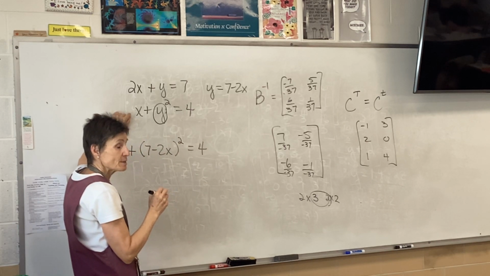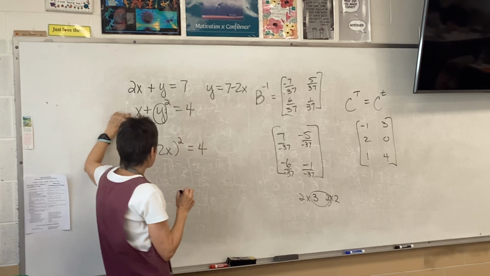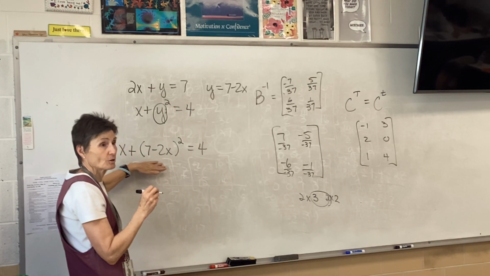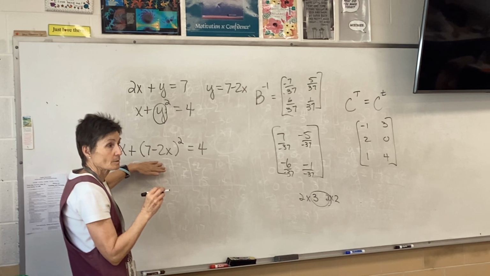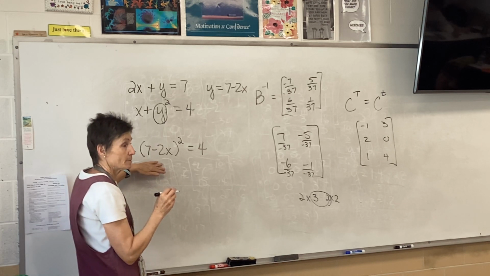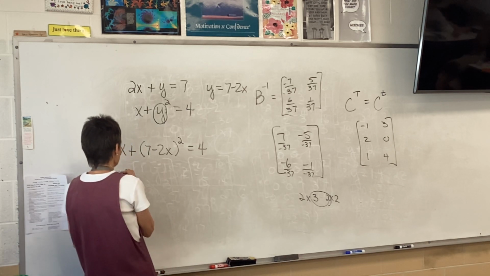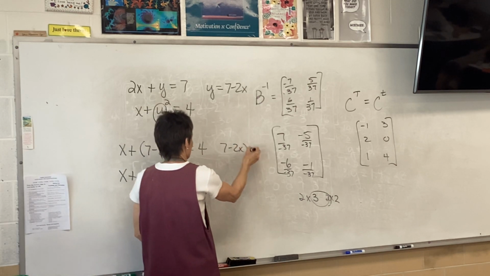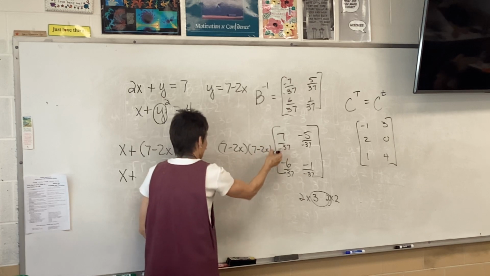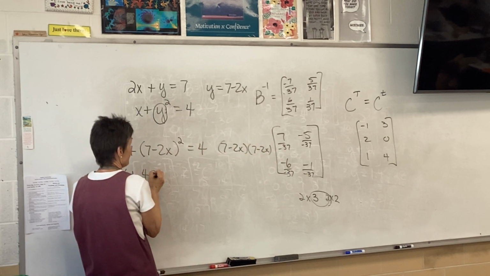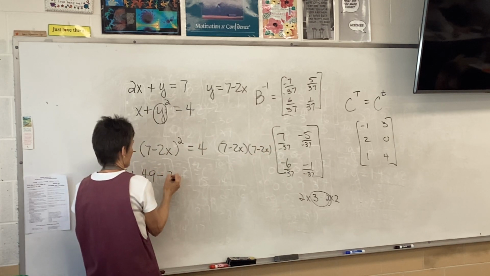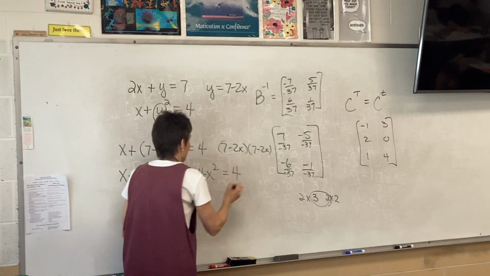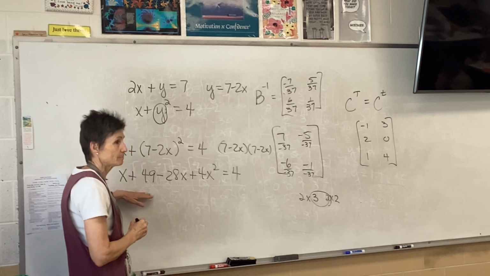If we do substitution and we choose to get that Y by itself, then this is what our equation looks like. Right? So now we're going to FOIL that out. That's a FOIL. So we're going to have 49 minus 28x plus 4x squared. So now it looks like this.